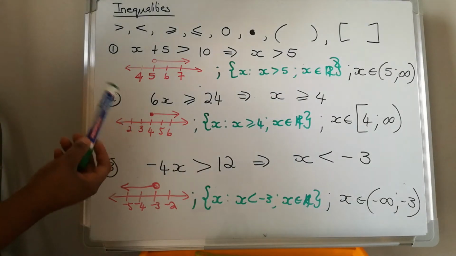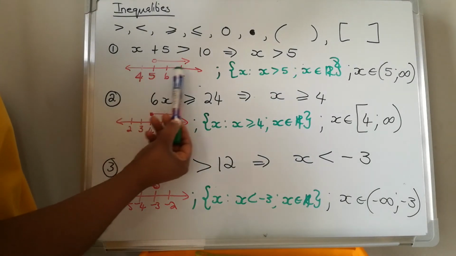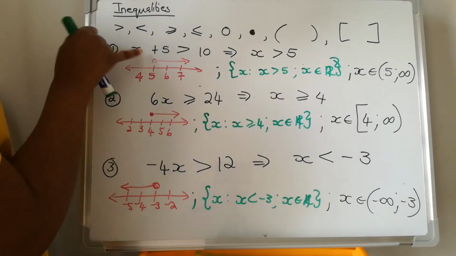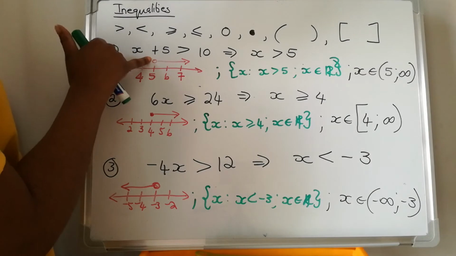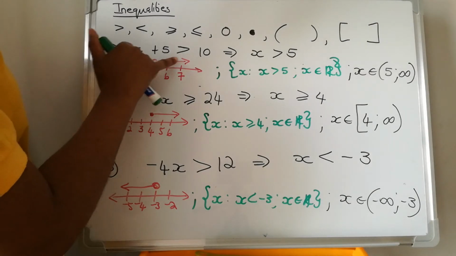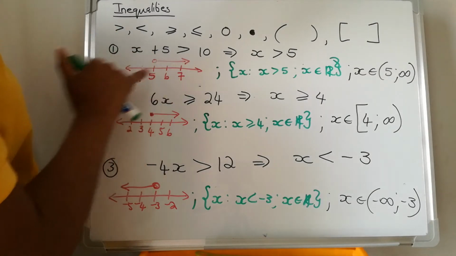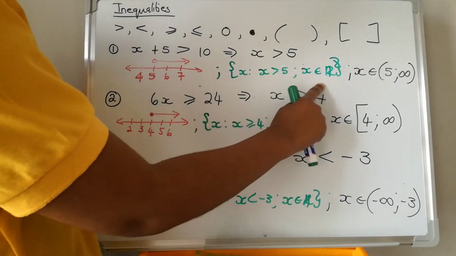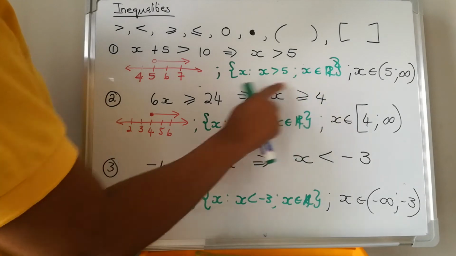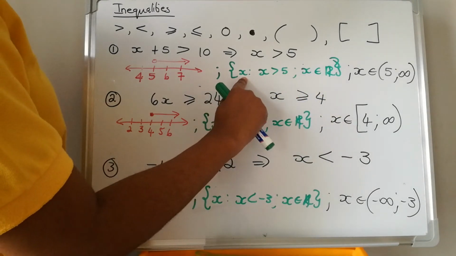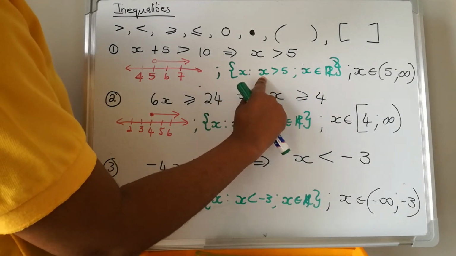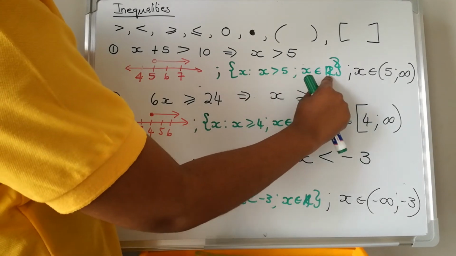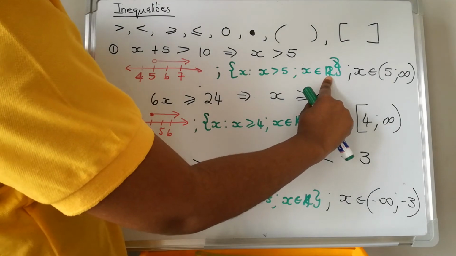And how do you represent it on the number line? You draw your number line, and because there isn't an equal sign, above the number 5 you put an open circle and you show the direction of the x value, so x is increasing, x is greater than 5. And you can also write it in what we call the set builder notation. So you say you're looking at a set of x values where these x values are greater than 5 and the x values are part of the real numbers.